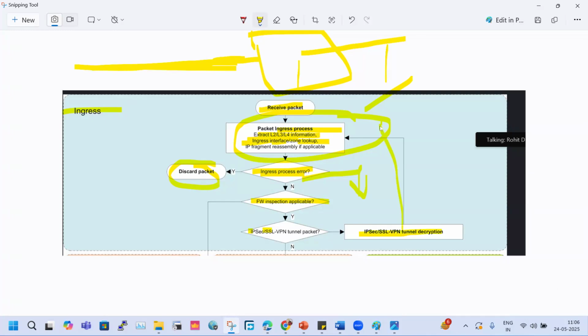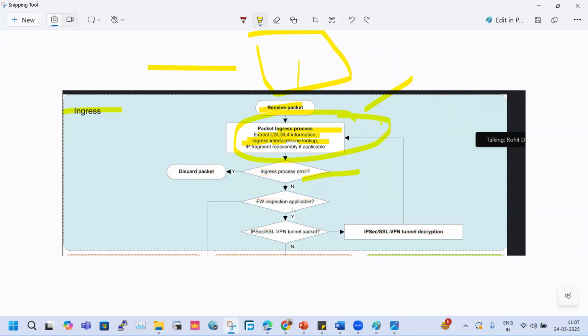And then it will decrypt the packet, and it will get to know the L2, L3, L4 information. It will try to fetch all those details again, and then the interface and the zone lookup, sorry. Again it will repeat the process, and it will check whether the traffic has any error or not. If it has no error, then it will proceed further. So is this clear, guys? The ingress stage, I think it is clear to everyone, right?